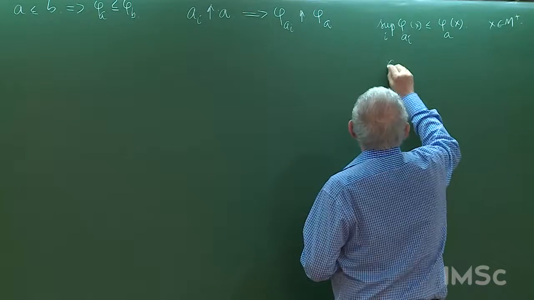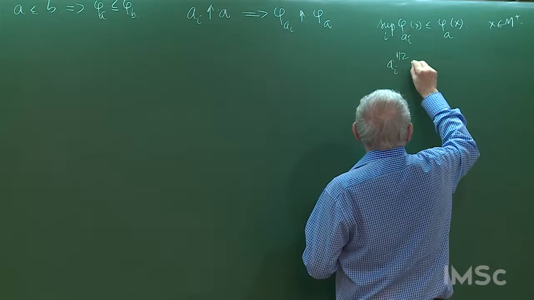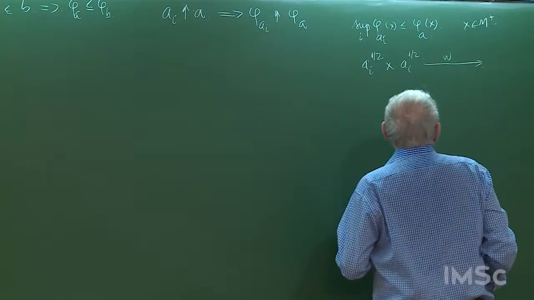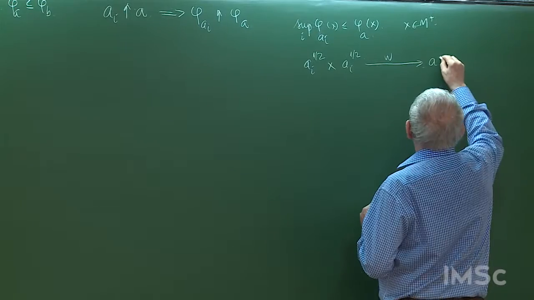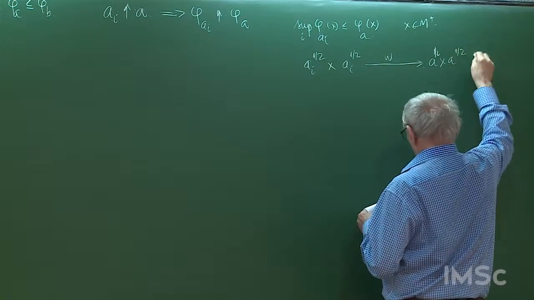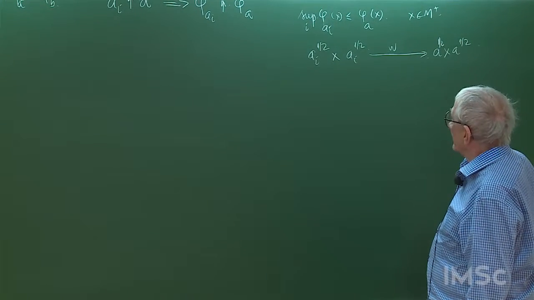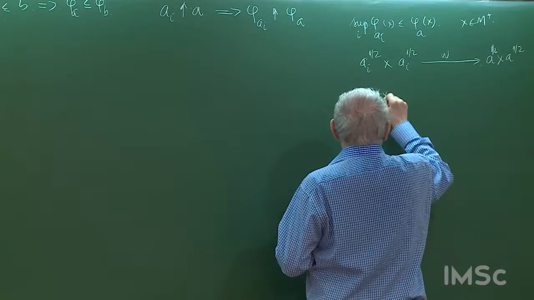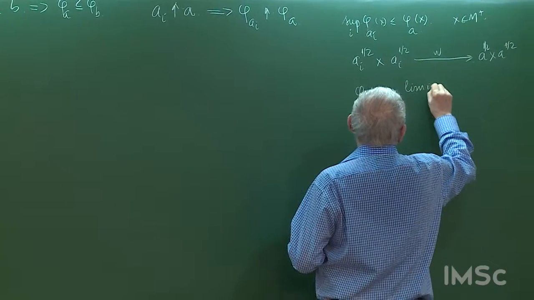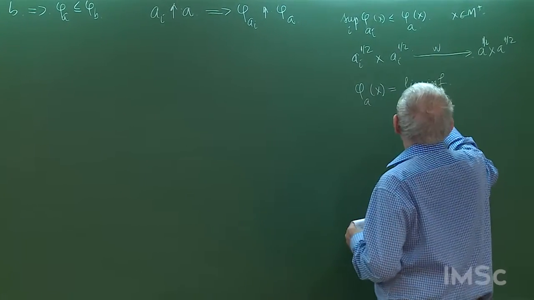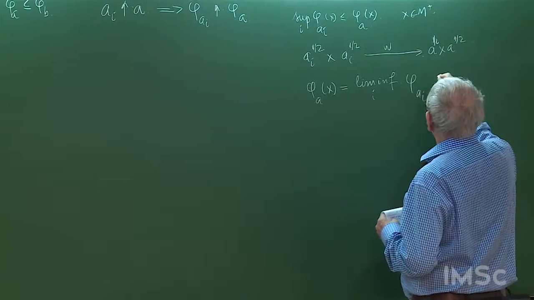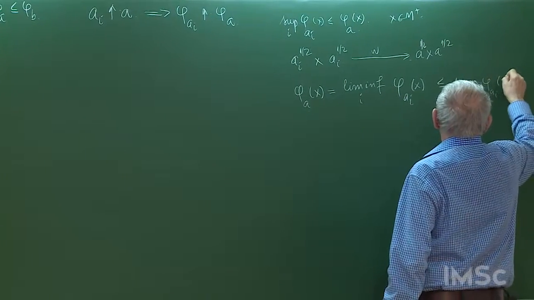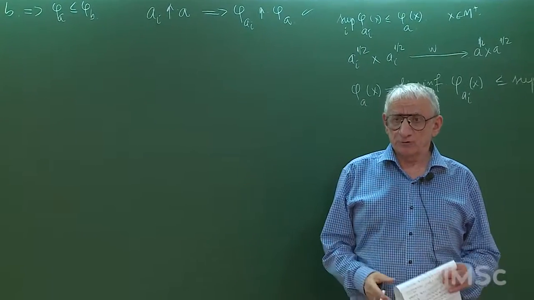And now the converse is the following. You have that A_i^{1/2} x A_i^{1/2} σ-weakly converges to A^{1/2} x A^{1/2}. And because the weight is normal, that means lower semi-continuous, it follows also that φ_A of x is less than or equal to the inferior limit over i of φ_{A_i} of x, which is less than the sup of φ_{A_i} of x. So that this is also easily proved.